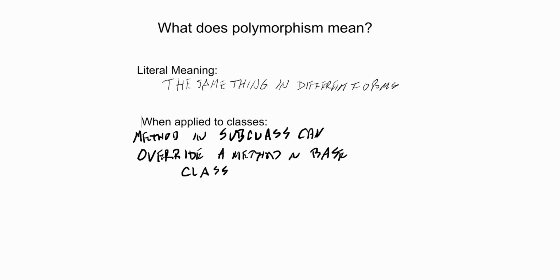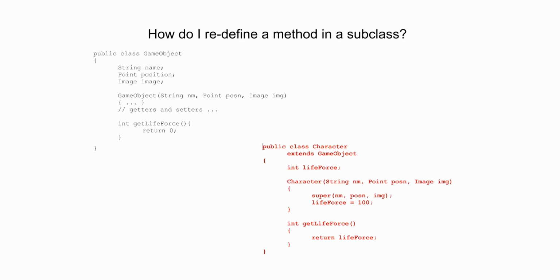So, say we have a method in a superclass, then how do we redefine that method in a subclass? Okay, well, we've been working with our GameObject class, and we've got it up here. We've defined the parts: the name, the position, and the image. We've got a constructor for it here. Then we get to have getters and setters for all of the variables, and I didn't list those.